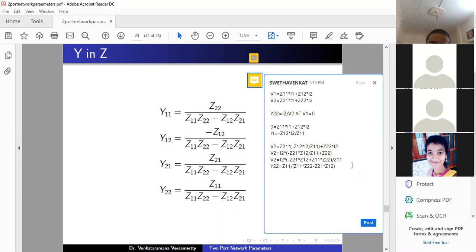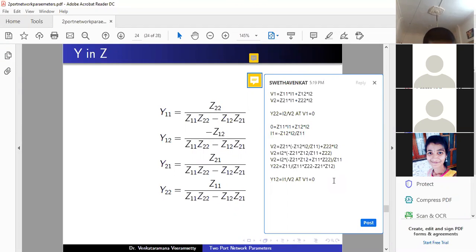And similarly, we can find the Y12 in terms of the Z parameters. From the definition, Y12 equal to I1 divided by V2 at V1 equal to 0, right? So at V1 equal to 0, to keep V1 equal to 0 here, this equation becomes like this.